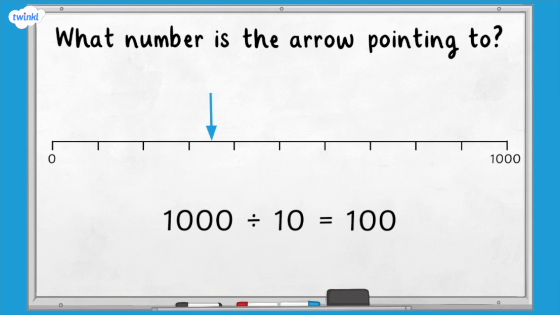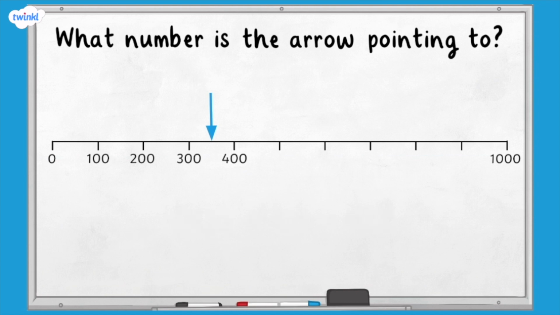1,000 divided by 10 equals 100, so each interval is worth 100. Now we can write these on the number line to help us. 100, 200, 300, 400. The arrow is pointing to approximately halfway between 300 and 400.